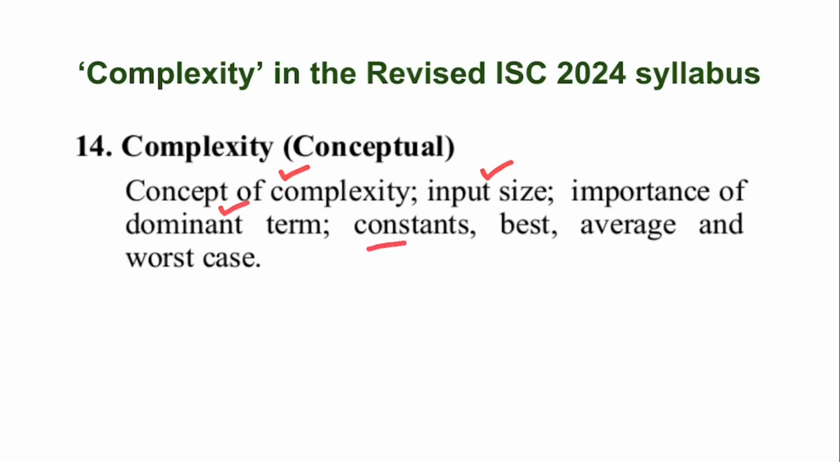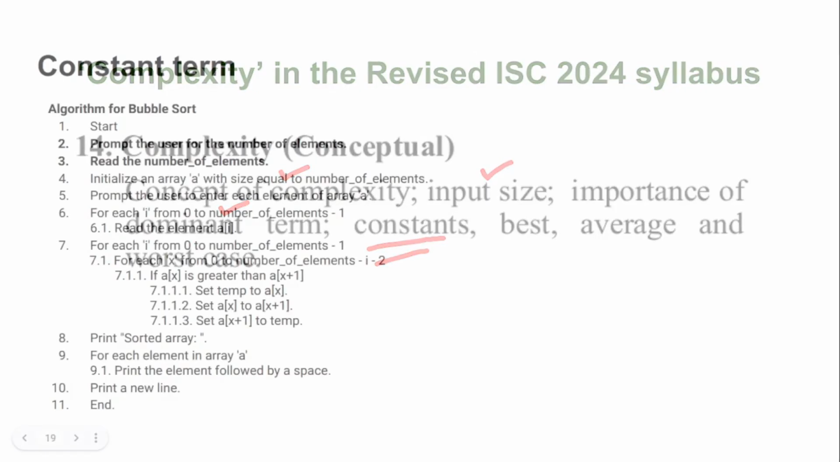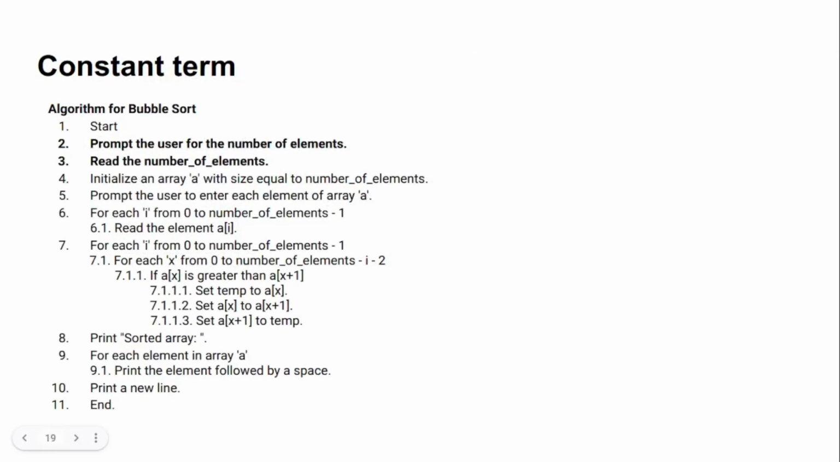Let's talk about constants. Constants in complexity refer to the fixed part of an algorithm's operation that does not change with the size of an input. For example, let us again take a look at our algorithm for the bubble sort. Notice the steps 2 and 3 in bold.